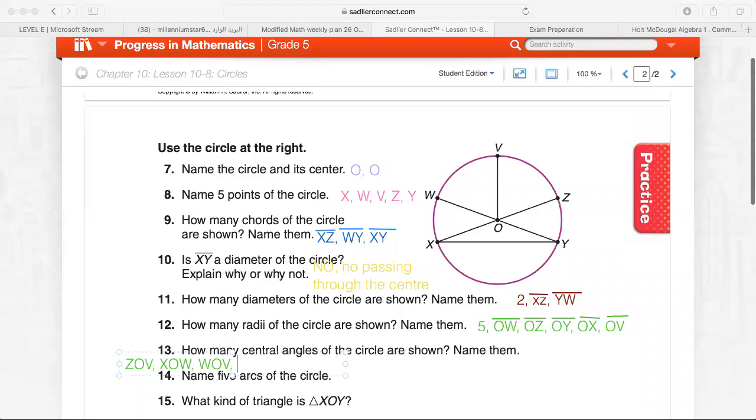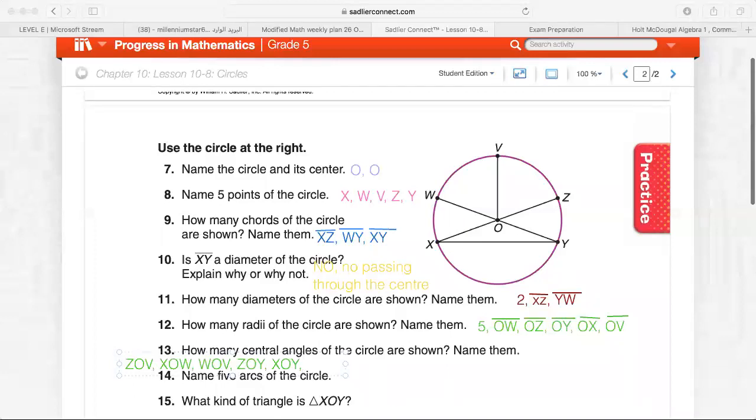And what did she not say? Did she say ZOV? ZOY? She didn't say ZOY. Okay, ZOY. What else do we have? XOY. We have also XOY, right? So we said XOY, we said XOW, and we said WOV. We said WOV, yes, and we said VOZ. We said VOZ and ZOW, yes.